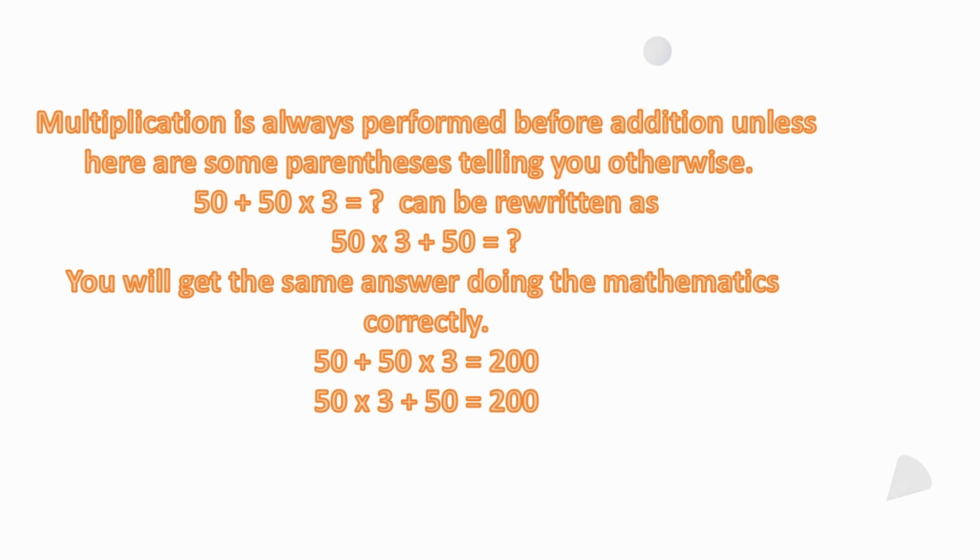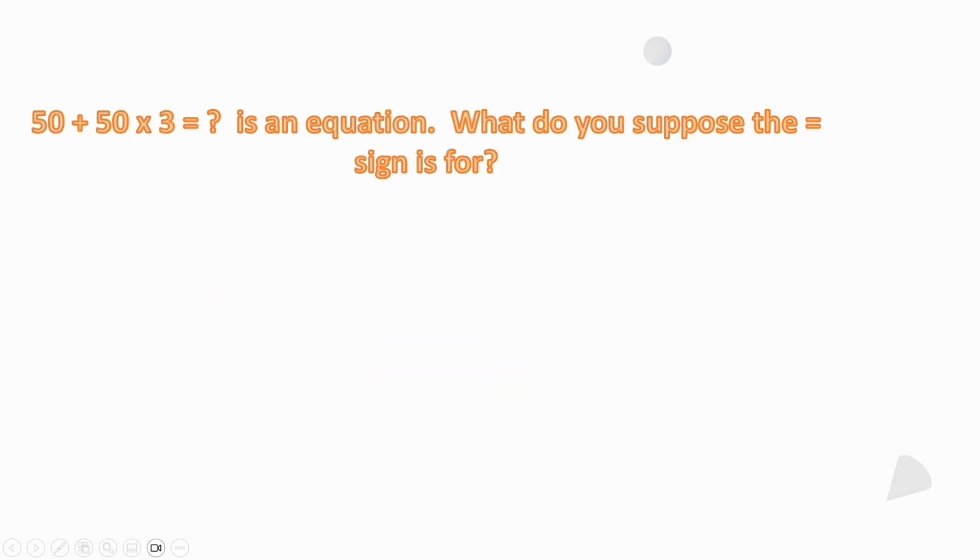So another thing to keep in mind is that 50 plus 50 times 3 equals, that can be rewritten as 50 times 3 plus 50. It's okay to move that multiplication to the front. You're going to get the same answer if you're doing the mathematics correctly. If you're following the order of operations, or if you put the multiplication first and go left to right in that problem, either way, you're going to get the correct answer of 200.